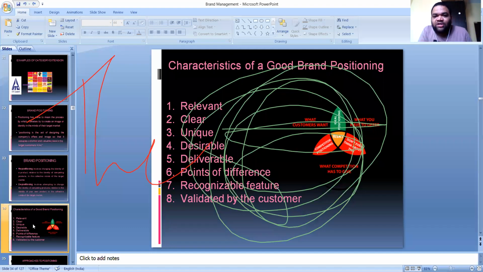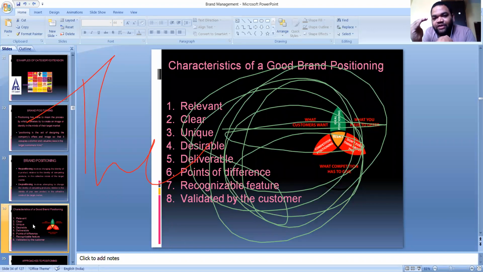Now if you observe the figure, what customers want and what you have to offer is what we call ideal positioning. Next, what customers want and what competition has to give, we call competitors' positioning. What customers want and also how we have to compete is what we call competition positioning.